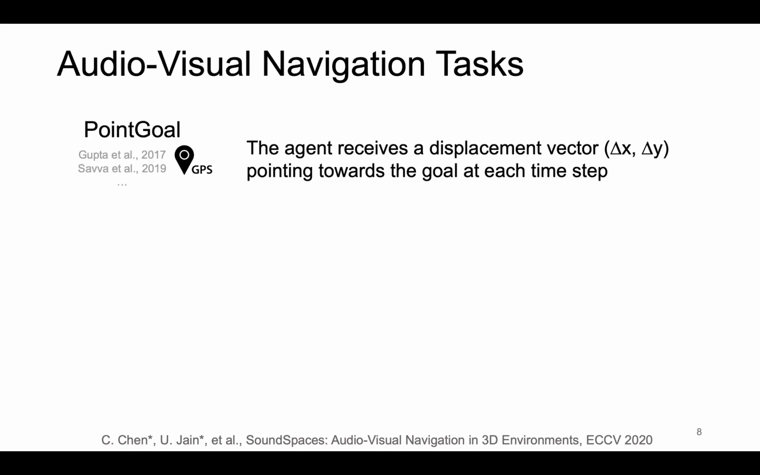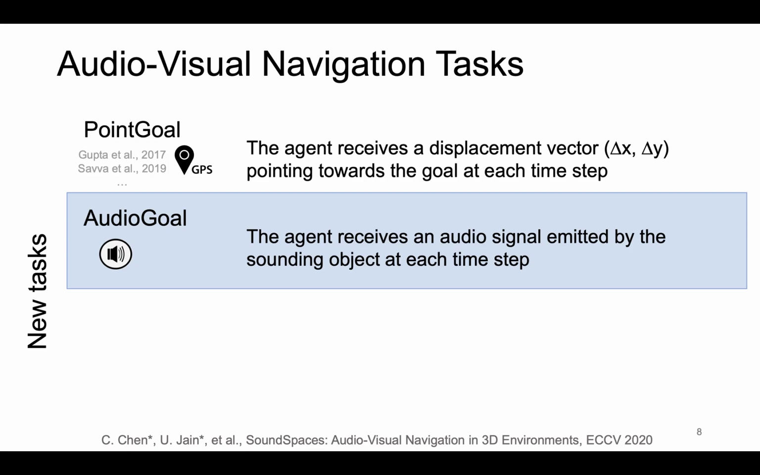In the standard point goal task, the agent receives a GPS signal from the goal to navigate, which is a displacement vector in the form of delta x, delta y. We propose two new tasks. The first one is audio goal, where the agent receives an audio signal from the goal. This captures real-world scenarios where a target initially out of view makes some sounds, for example, a baby crying and a dog barking, and the agent must move to find it.